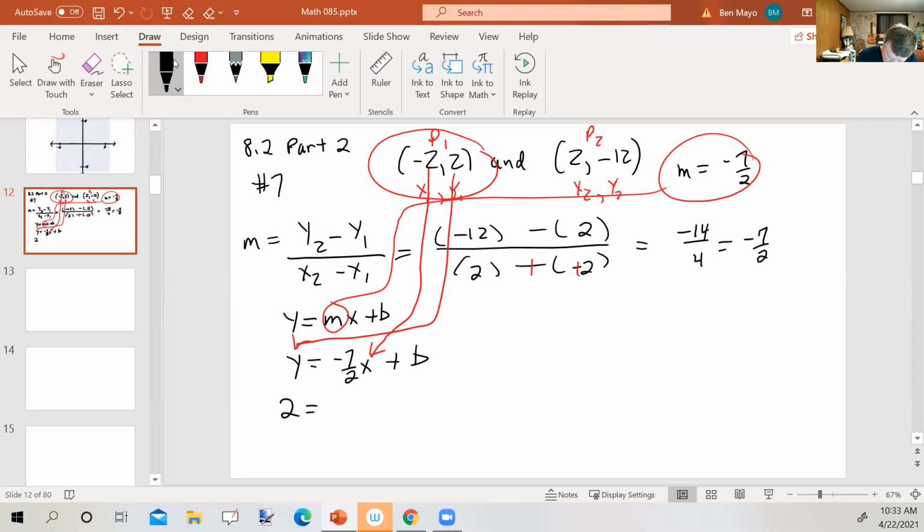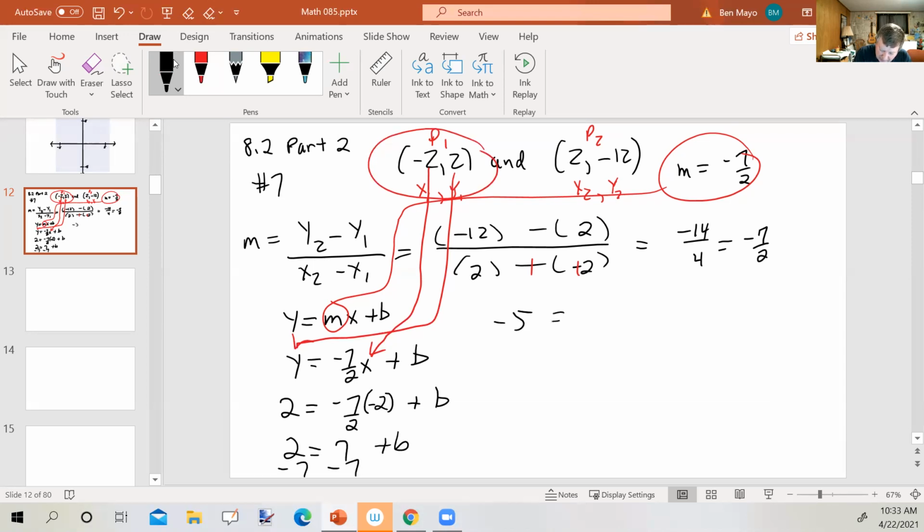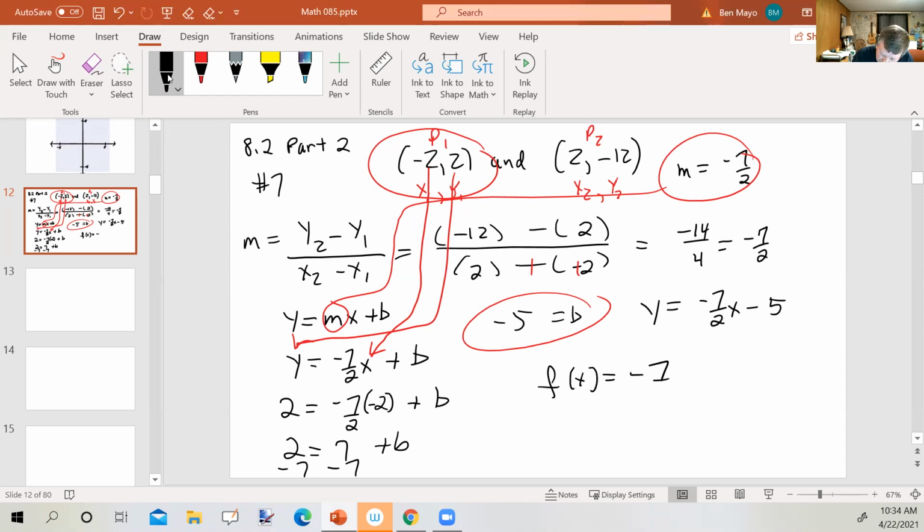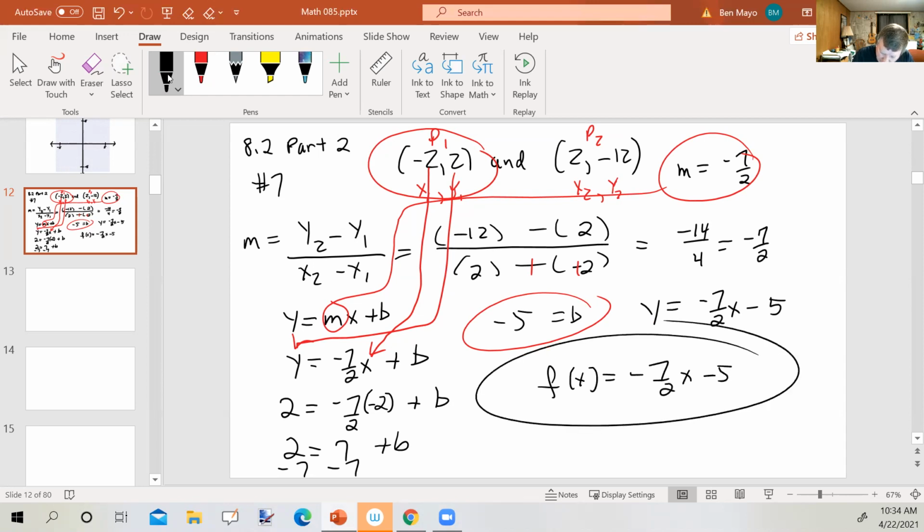So I get 2 equals -7/2 times -2 plus b, which is 2 equals -7 times -2 is 14 over 2 is 7 plus b. Subtract 7 from both sides and b is -5. So I know the slope and the y-intercept. So y equals -7/2 x minus 5. Finally, as a function, f of x equals -7/2 x minus 5. And there you have it. Any questions about that particular problem?